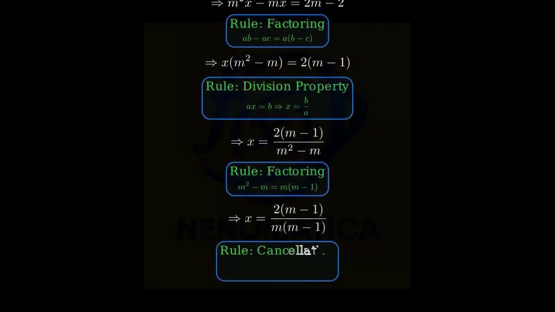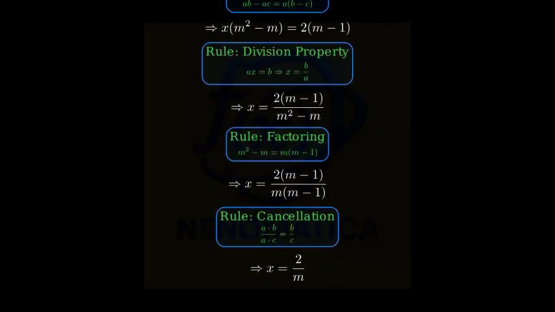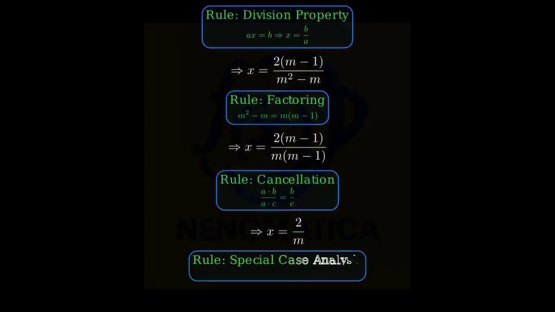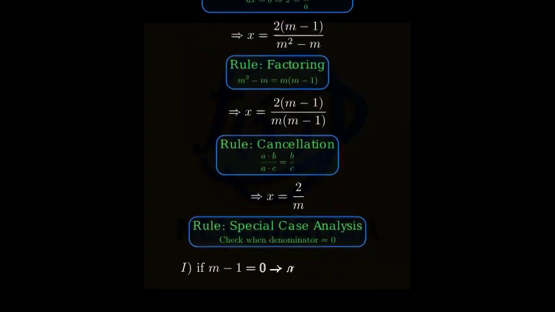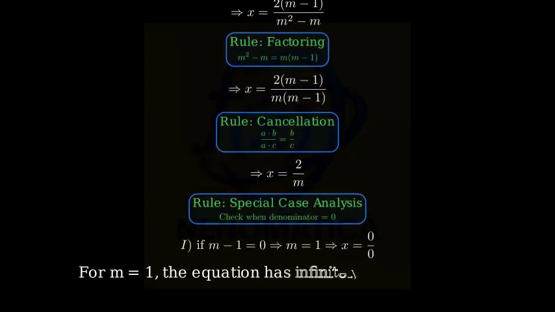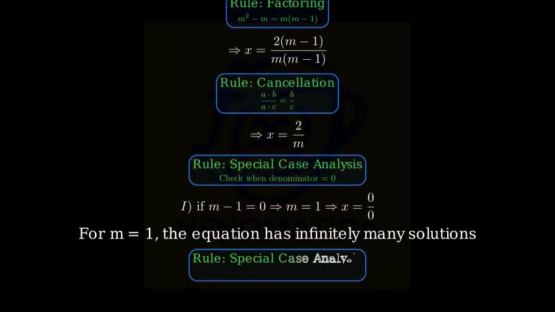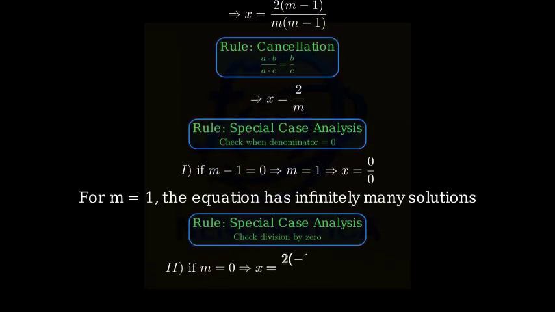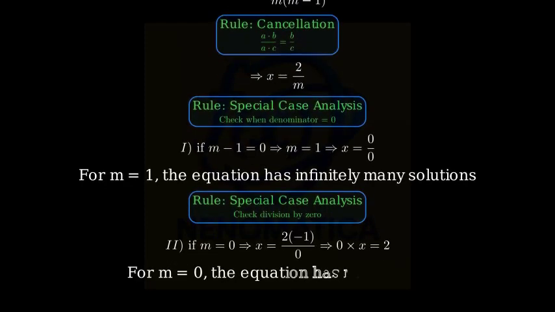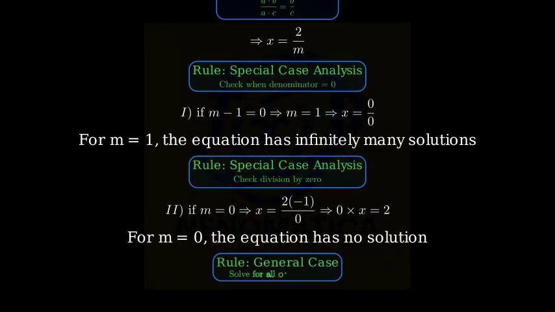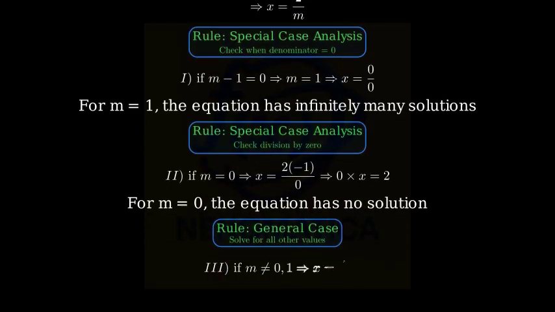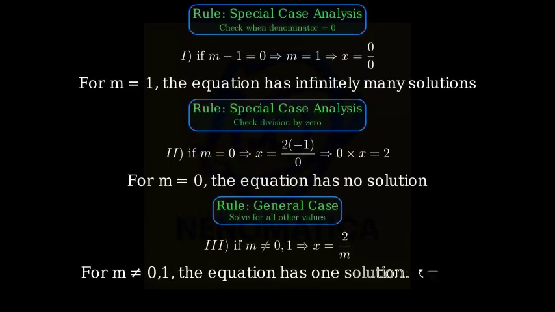Now we can simplify by canceling the common factor m minus 1. Now, we need to consider special cases. First, let's analyze what happens when m equals 1. Next, let's analyze what happens when m equals 0. Finally, let's analyze the general case when m is not equal to 0 or 1. Let's summarize our findings for this parametric equation.